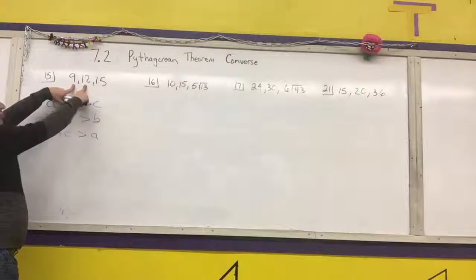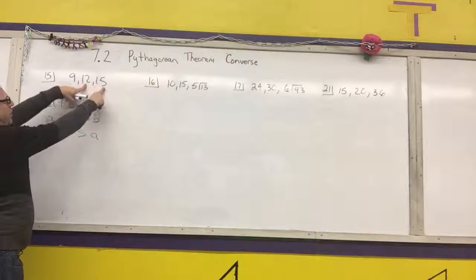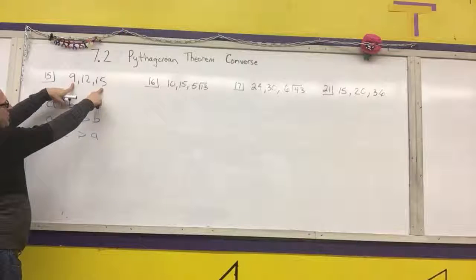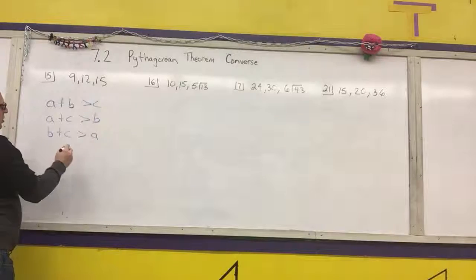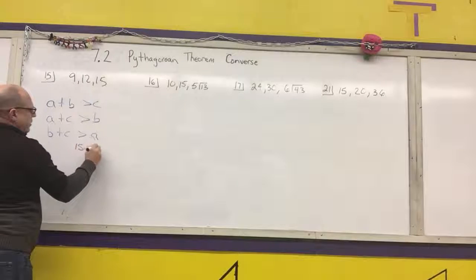So 9 plus 12 is 21, check. 12 plus 15 is 27, check. And 9 plus 15 is 24. So this one is a triangle.